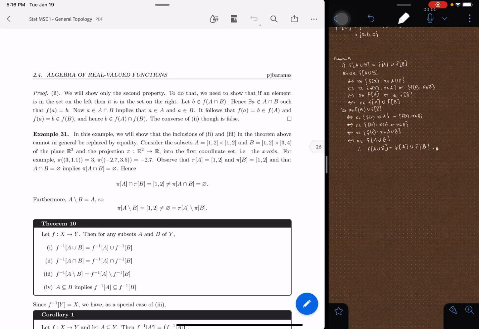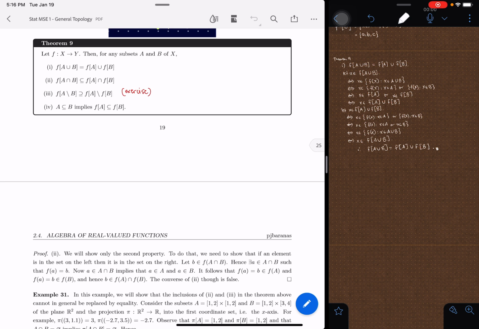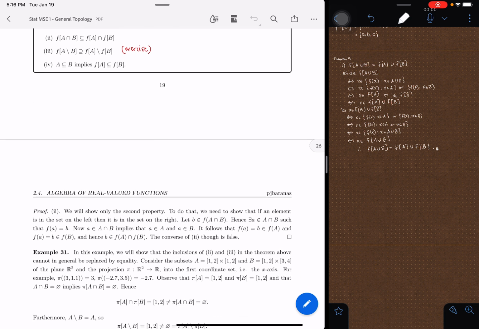And in example 31, we show here that the inclusions of part 2 and part 3 in Theorem 9 cannot in general be replaced by equality. So if you can see here, sa number 1 lang yung may equality.